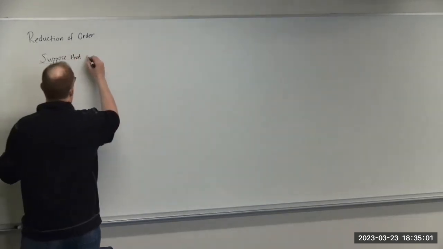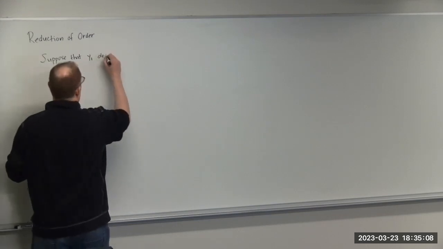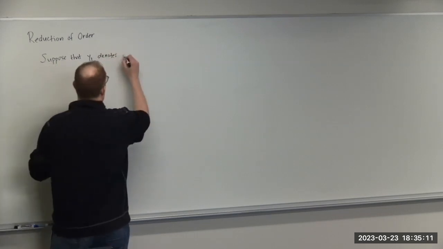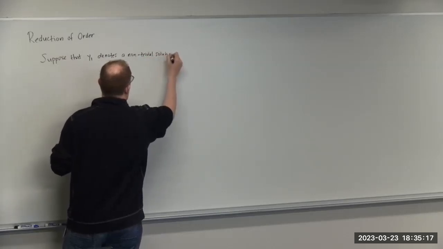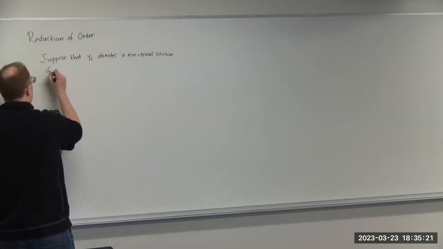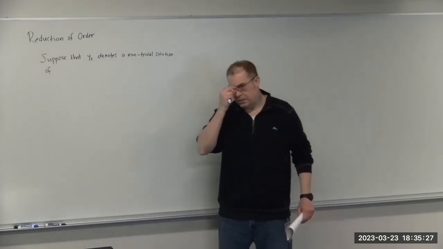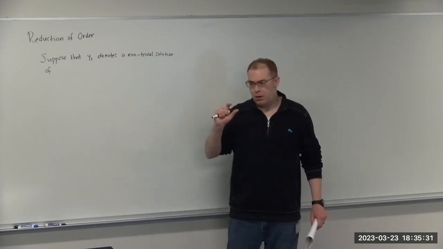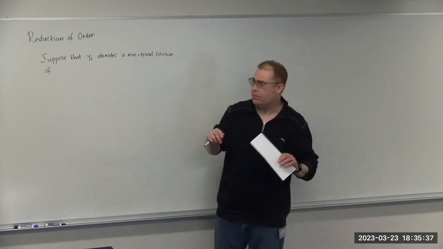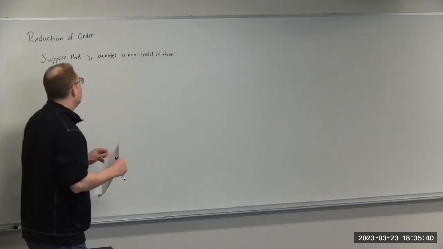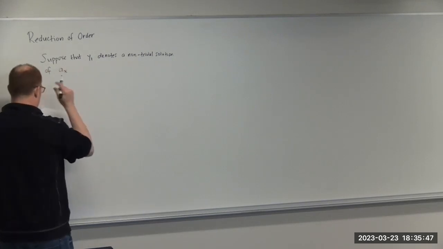So suppose that's y1 denotes a non-trivial solution. Since we're specifically looking at a homogeneous differential equation, every homogeneous differential equation always has the trivial solution, namely zero, right? So we're not interested in that. We're not interested in a trivial solution. We want it to be non-trivial. So we're letting this be the non-trivial solution of this second order differential equation.